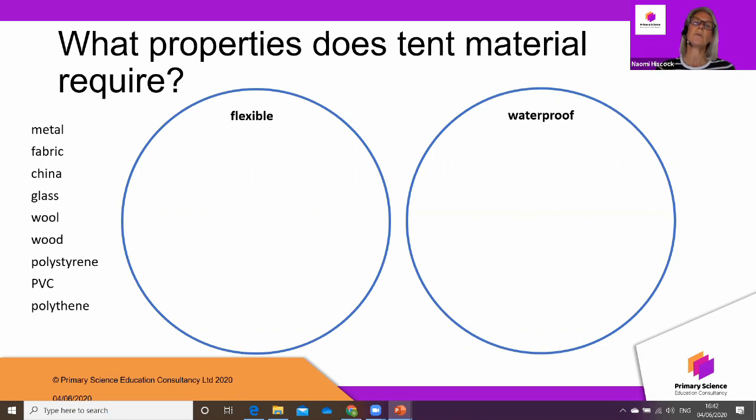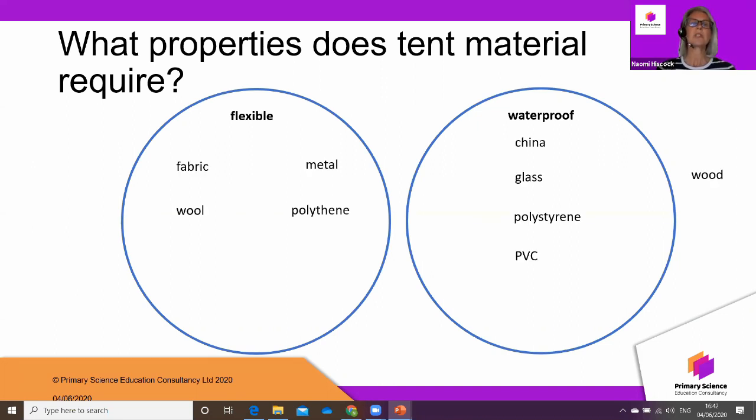I've put the two hoops separately here, and that's what I would do in the classroom. I would put the two hoops on the table separately for them and ask them to label each hoop with the criteria that they think is important. And then the children will sort the materials, such as like that.